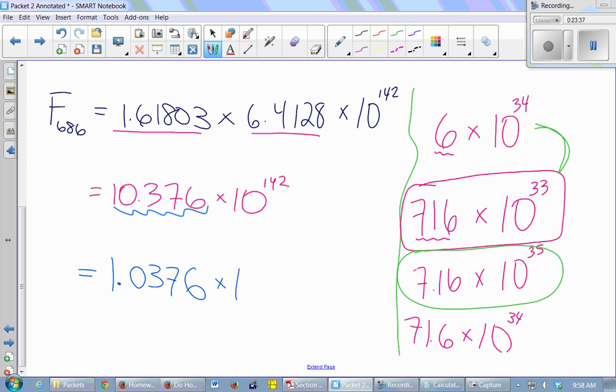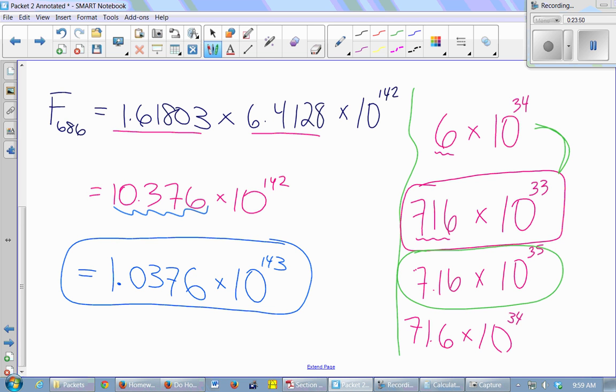Yeah, and that changes my power of 10 because I moved this to the left one. When I move it back to write the whole number, I have to adjust the exponent on the 10. So that's scientific notation. Yes. Yeah.